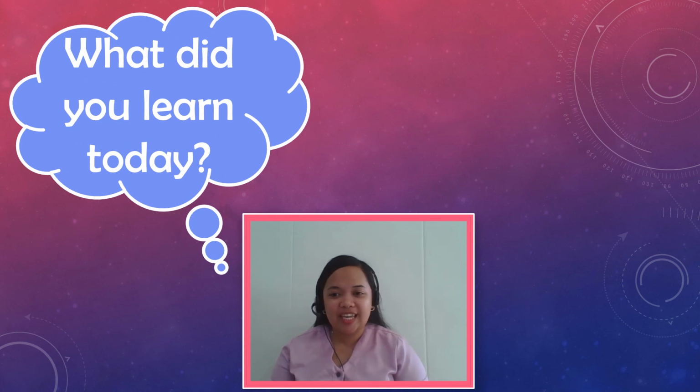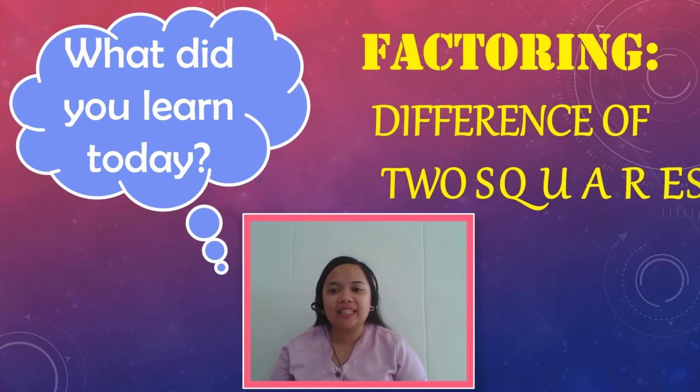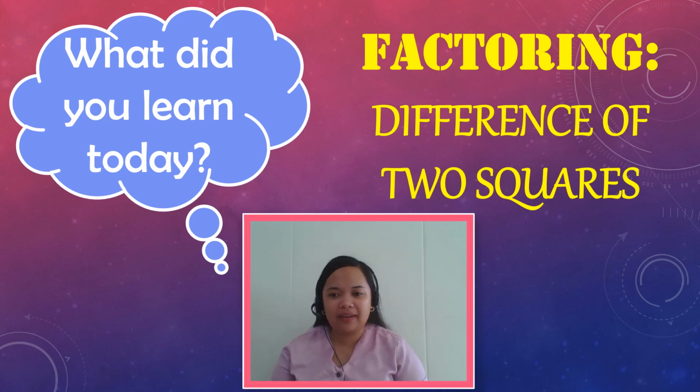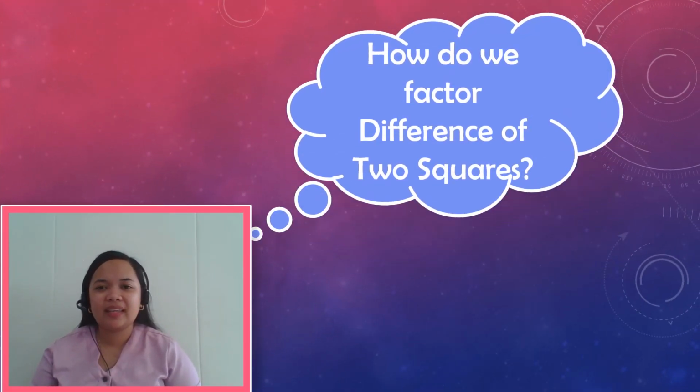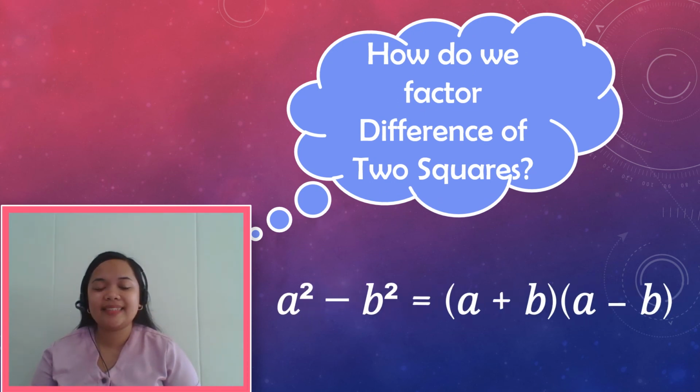What did you learn today? Today, we have learned factoring difference of two squares. How do we factor difference of two squares? So in general form, if the given difference of two squares is a squared minus b squared, the factors are the following: a plus b and a minus b.